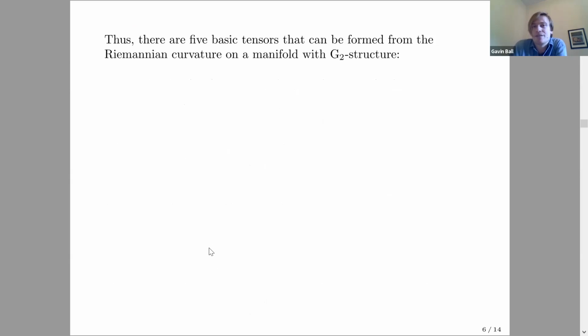So we get 5 basic tensors that could be formed from the Riemannian curvature on a manifold that has a G2 structure. So it's the scalar curvature, the traceless Ricci curvature, and then these different pieces of the Weyl curvature. And now the Ricci curvature and this W27, they both live in the space of symmetric traceless 2-forms, so you could take linear combinations of those as well.